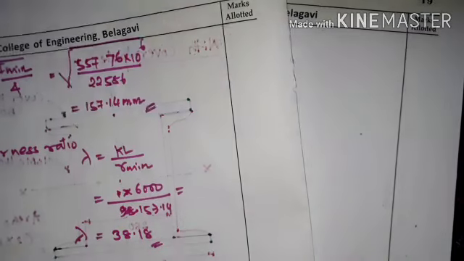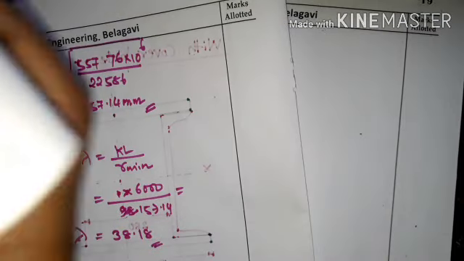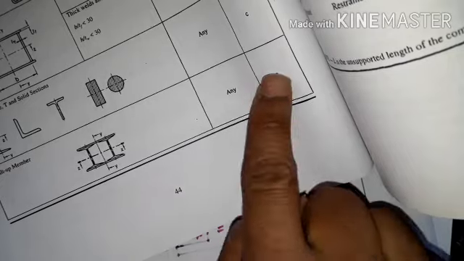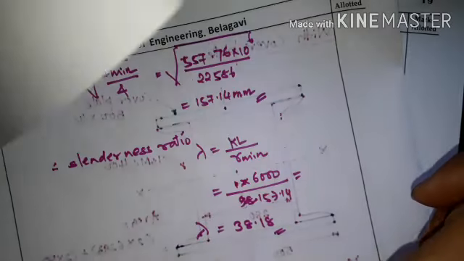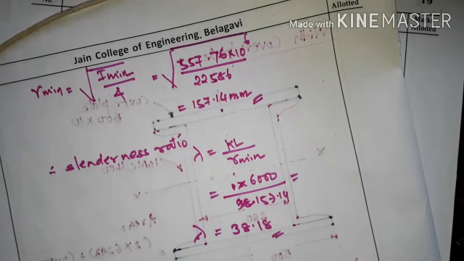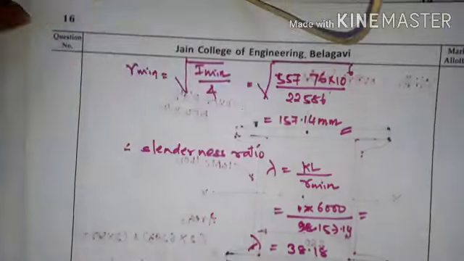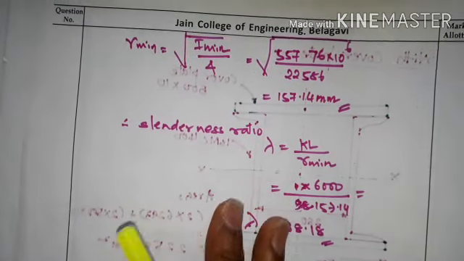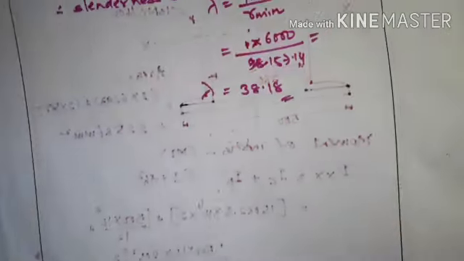One minute, I'll show you. Like this I can show you. You can see here it's a built-up section, so it is C. Two channels back to back, so it is not a single section. You can see it's a built-up section, so you have to go for buckling class C. So you can write it right here.